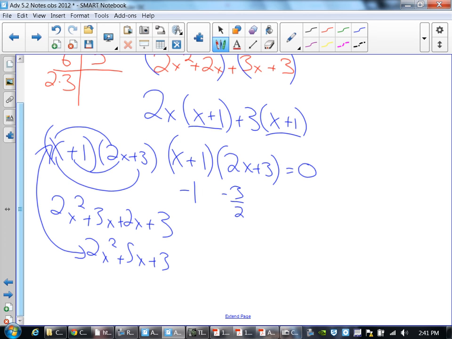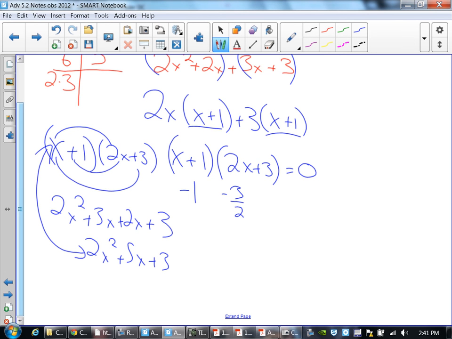What is the opposite of dividing? What is the opposite of subtraction? What's the opposite of FOILing? Factoring. They're inverse operations of one another. There we go. That's why it works.